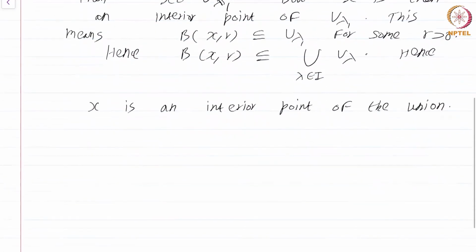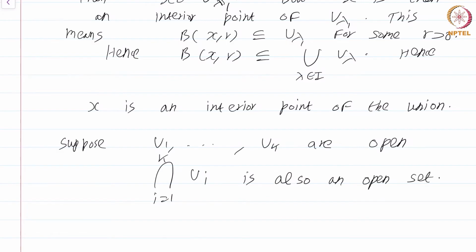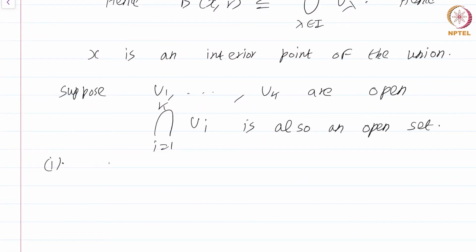Okay, now suppose u1 to uk are open. We are on to the second part now. We want to show that the intersection of these ui, i equals 1 to k, is also an open set. Now here is the catch. First part, if the intersection is empty, then nothing to prove.